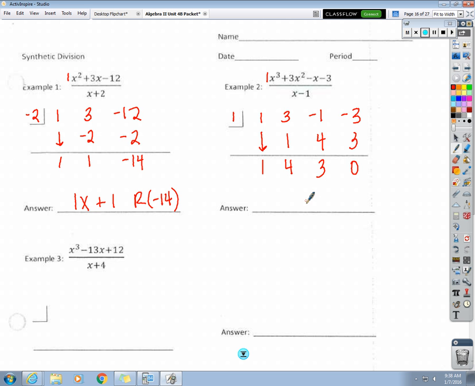So now remember, you always start your answer a degree lower. Since our question was x cubed, our answer is going to start with x squared. And then you just fill in the numbers. That would be 1x squared plus, the next term would be 4x, and then plus 3. But this time a remainder of 0. Does that make sense?